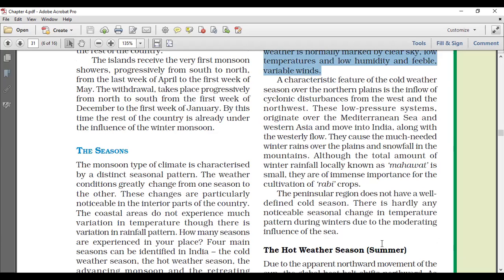Next, the inflow of cyclonic disturbances from the west and the northwest is a characteristic feature of the northwest weather over the northern plains.